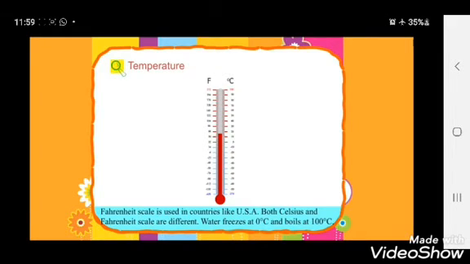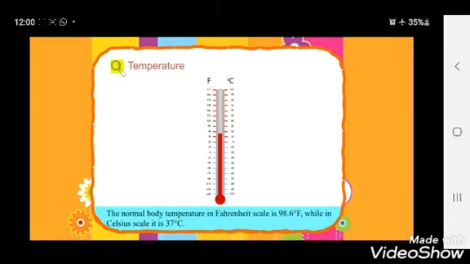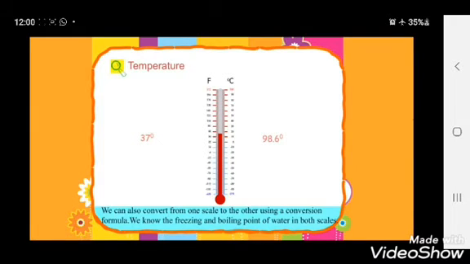Both the Celsius and Fahrenheit scales are different. Water freezes at 0 degrees Celsius and boils at 100 degrees Celsius. In the Fahrenheit scale, water freezes at 32 degrees Fahrenheit and boils at 212 degrees Fahrenheit. The normal body temperature is 98.6 degrees Fahrenheit, while in the Celsius scale it is 37 degrees Celsius. We can also convert from one scale to the other using a conversion formula.